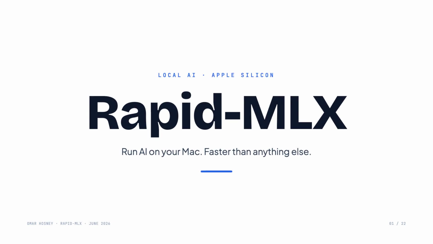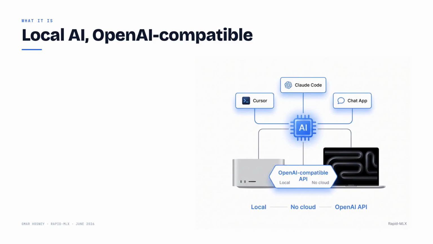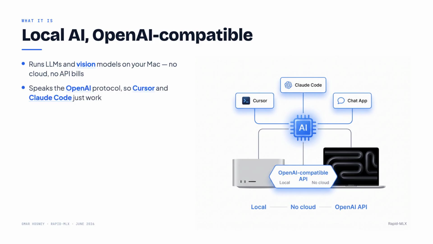Rapid-MLX runs powerful AI models locally on your Mac faster than anything else. Rapid-MLX is a local inference server for Apple Silicon. It runs large language and vision models right on your Mac, with no cloud and no API bills. It speaks the OpenAI protocol, so tools like Cursor and Claude Code just work. And it is built on Apple's MLX framework, tuned for Apple Silicon.